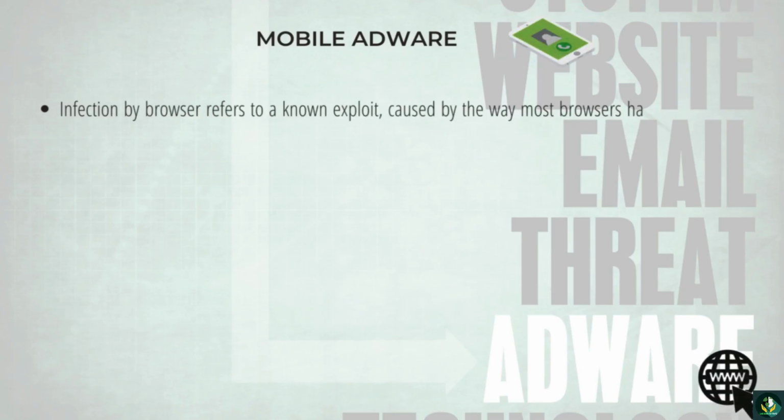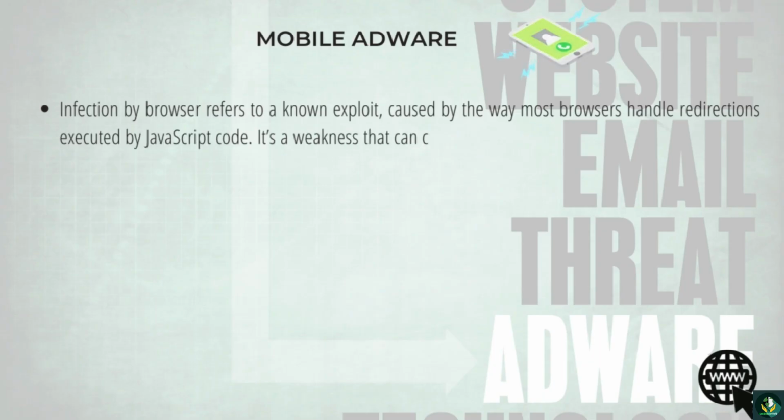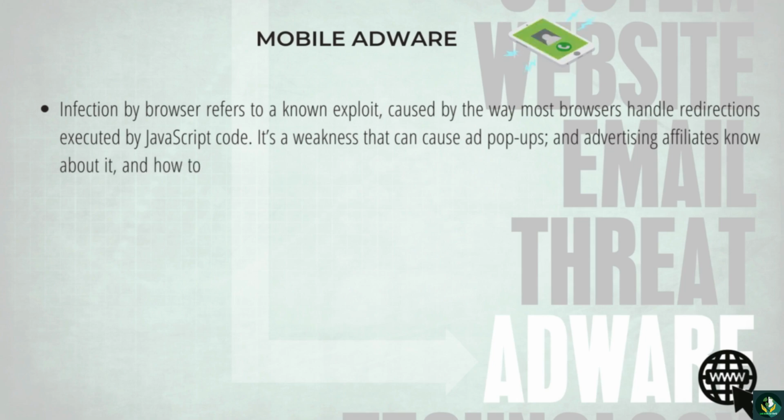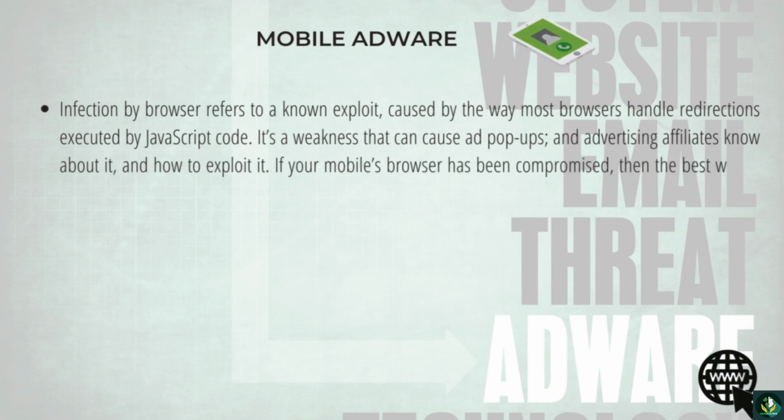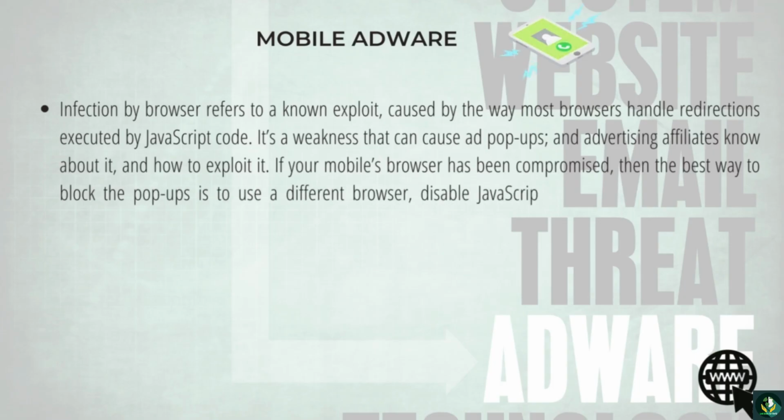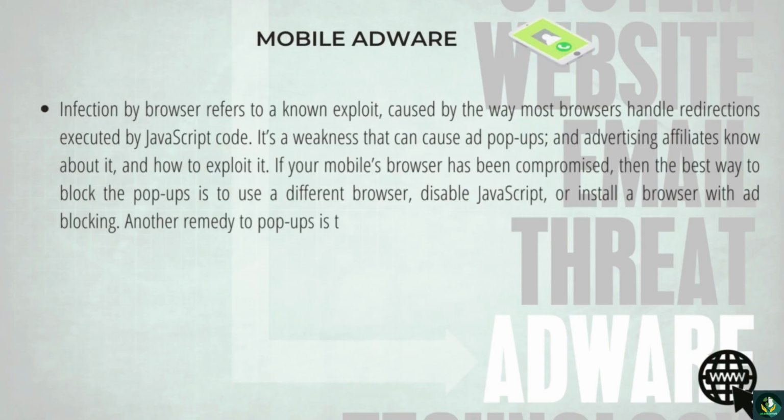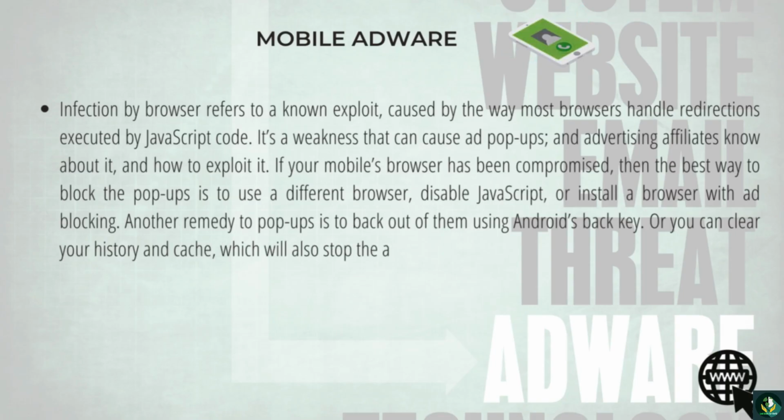Infection by browser refers to a known exploit caused by the way most browsers handle redirections executed by JavaScript code. It's a weakness that can cause ad pop-ups, and advertising affiliates know about it and how to exploit it. If your mobile's browser has been compromised, then the best way to block the pop-ups is to use a different browser, disable JavaScript, or install a browser with ad blocking. Another remedy to pop-ups is to back out of them using Android's back key, or you can clear your history and cache, which will also stop the ads from coming back.